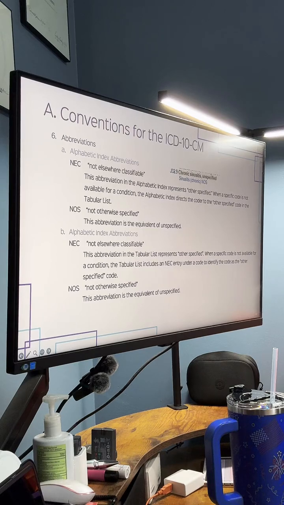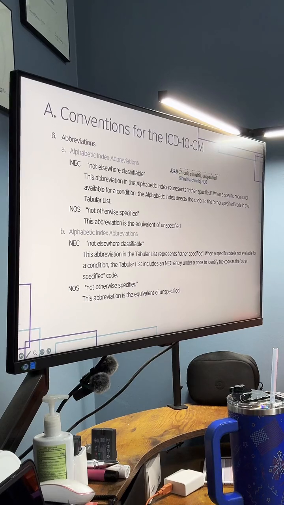The abbreviation NOS means not otherwise specified. NOS is the same as an unspecified code, and it means that you lack the information to use a more specific code. As an example, the provider documents sinusitis with no further descriptions. When you look for sinusitis in the alphabetic index, you are directed to ICD-10-CM code J32.9.